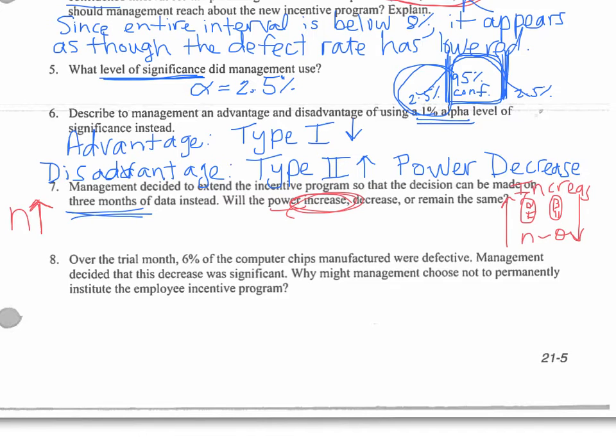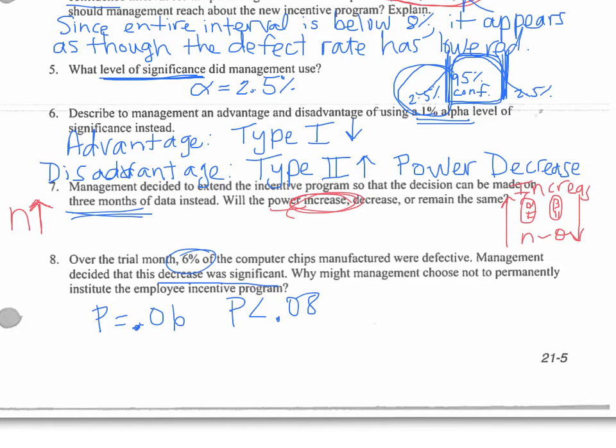And the last one: over the trial month, 6% of the computer chips manufactured were defective. So they're saying that, for real, the P is, in essence, 0.06. So it went down. Now, management decided that this decrease was significant. Okay, so they rejected the null hypothesis of 8%, and they determined that the proportion is actually less. Okay, so they determined that it actually is less than the 8% previously.